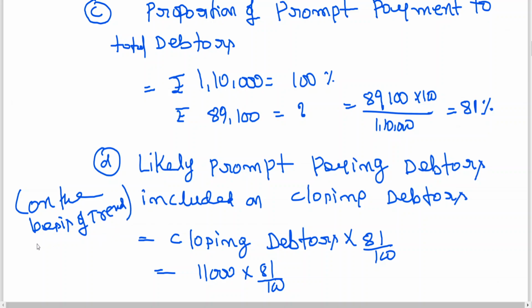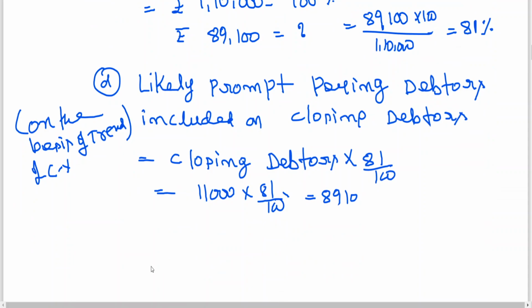On the basis of trend of current year. That is how much trend? 81%. Provision is 15%. Now come on, 11,000 into 81%, you are getting 8,910. This is the amount which you will be receiving. Now, what is the percentage you want to give? 15%.